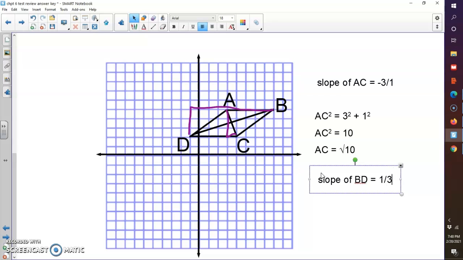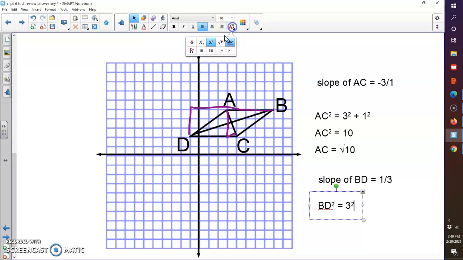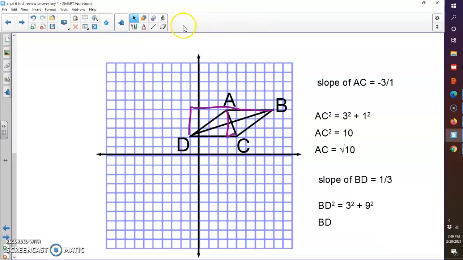So that is opposite reciprocal. That means rhombus. Now, if the lengths were equal, it would be a square. But BD squared is equal to 3 squared plus 9 squared. And that total is going to be 9 plus 81, so it's a total of 90.